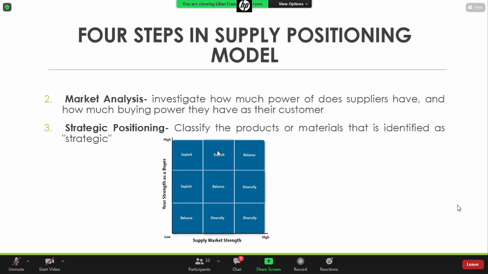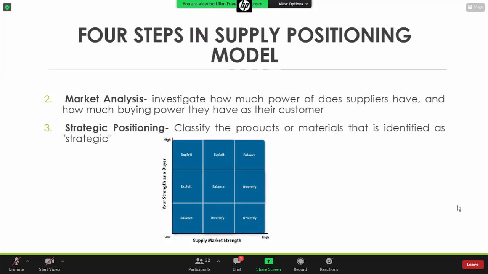Ganun lang. And then, sa next step, which is strategic positioning, since you classified the products or materials as strategic in step 1, according to the supplier and buyer power analysis you did in step 2, para magawa yung strategic positioning, gagamitin mo lang yung nakuha mong info sa step 1 at step 2.